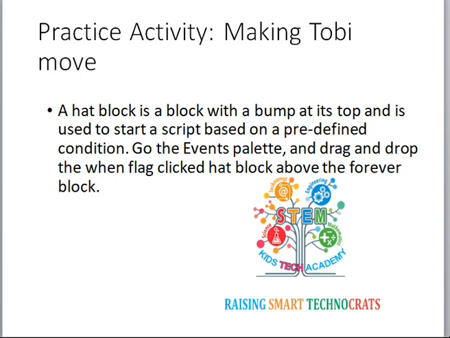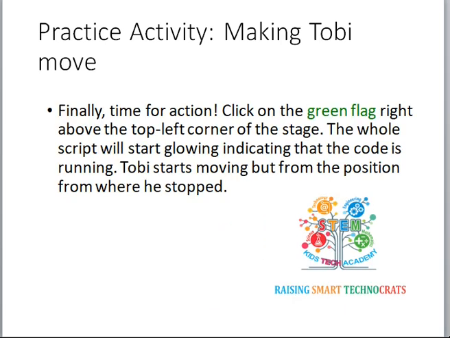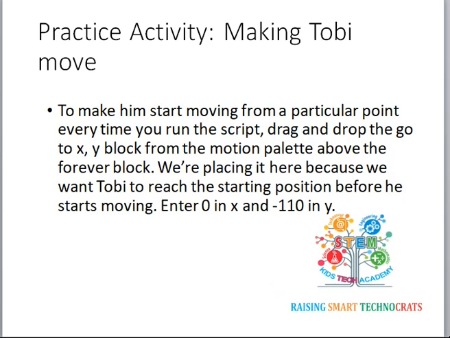Then the hat block is a block with a bump at the top and is used to start the script based on a predefined condition. So go to the event palette and drag and drop the when flag clicked block. That's the hat block. It's found under the event palette. Once you use that, you'll be able to control how the sprite starts the script that you have written. Once you click on the green flag, you see your character moving. So that's how it goes.